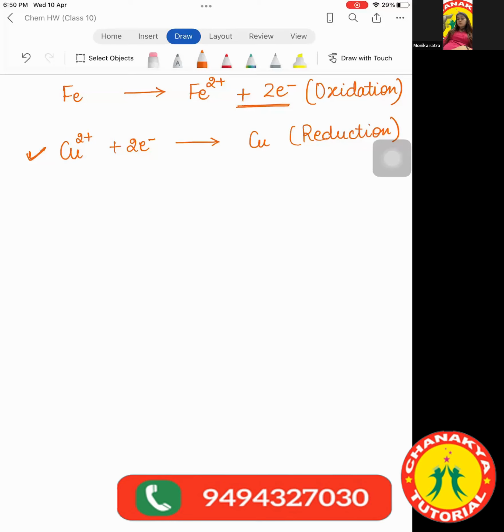Now we have another important terms, because in the exam, 4 things are asked together. 2 we have already studied. The next 2 are the oxidizing agent and the reducing agent.